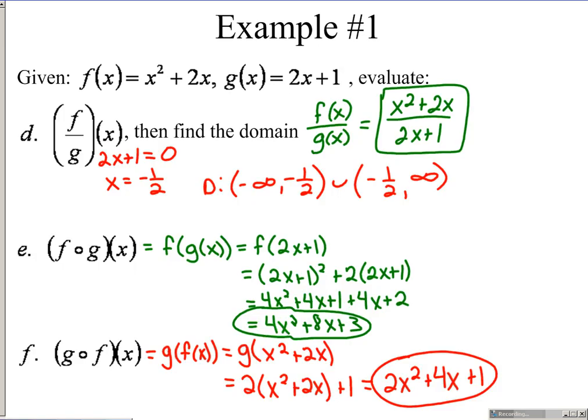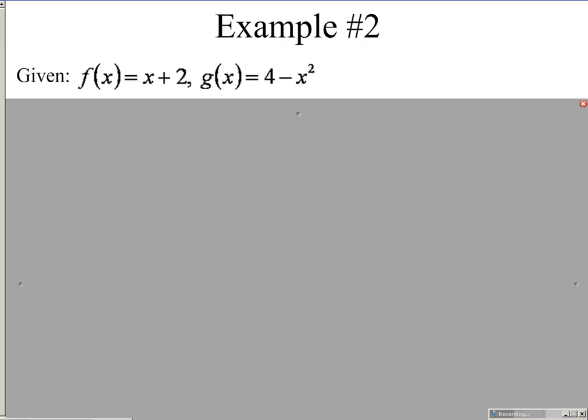So you can see here that it does matter the order in which we take a composition. When we take f and compose it with g of x, as we did here in letter E, we get this function here. When we take g composed with f of x, so we go in reverse, we get this function here. Okay, so you don't necessarily get the same function. So don't assume that compositions of functions is commutative, because it is not.